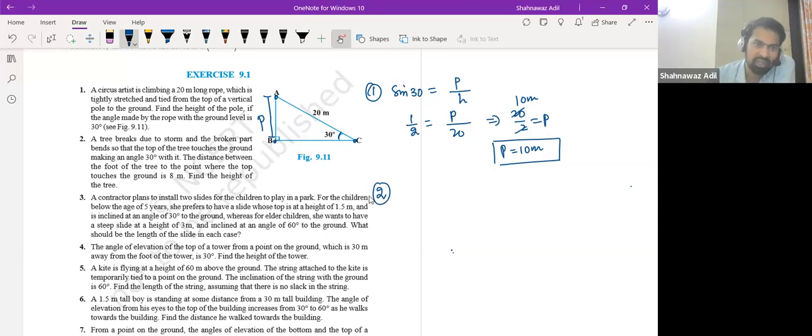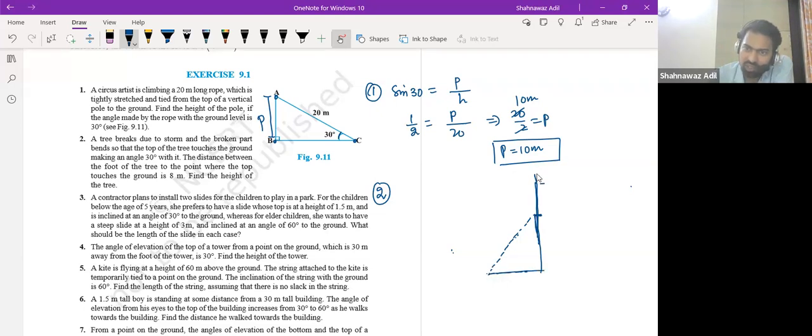A tree breaks due to a storm, and the broken part bends so that the top of the tree touches the ground, making an angle of 30 degrees with it. Right. So let's say this was a tree. This is a very bad drawing of a tree, but let me just draw it. Let's say from here it broke, and it is making some angle with the ground.